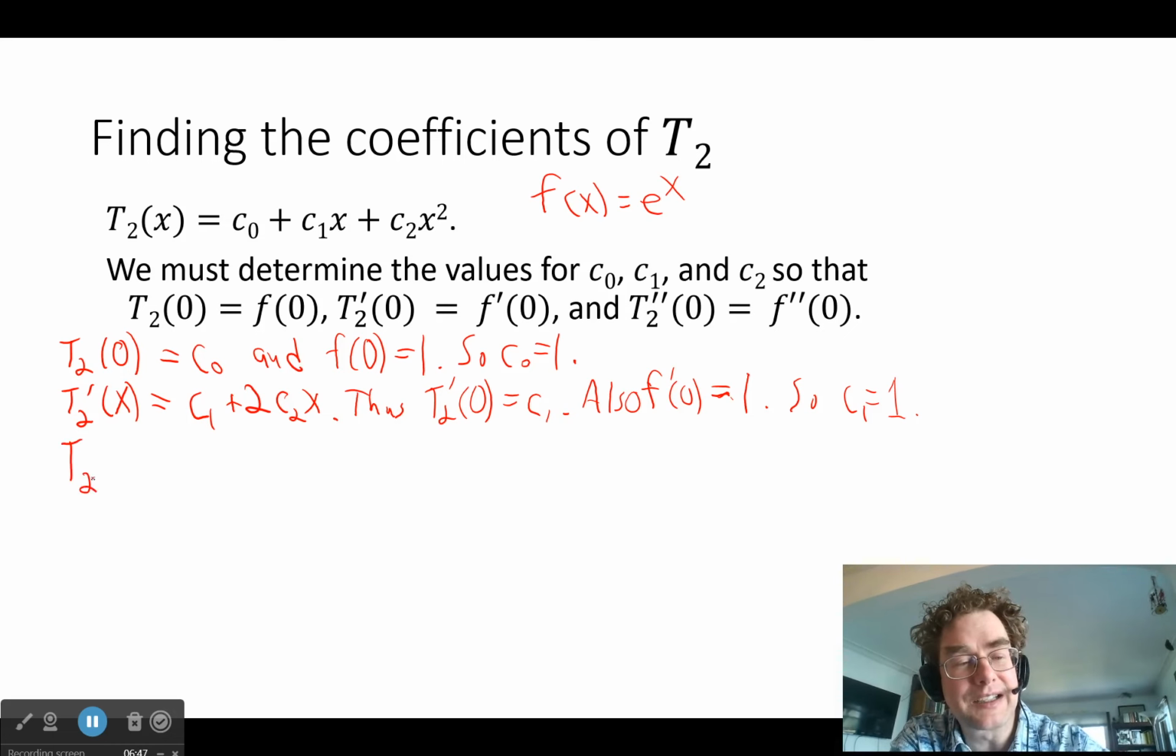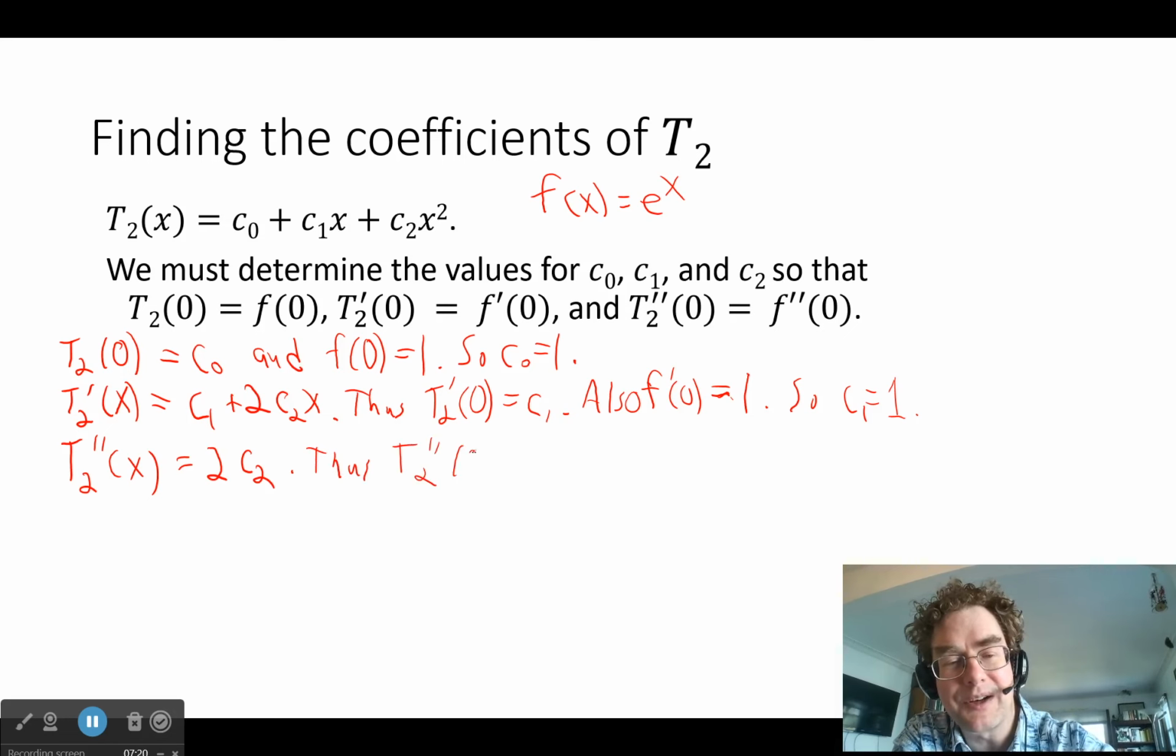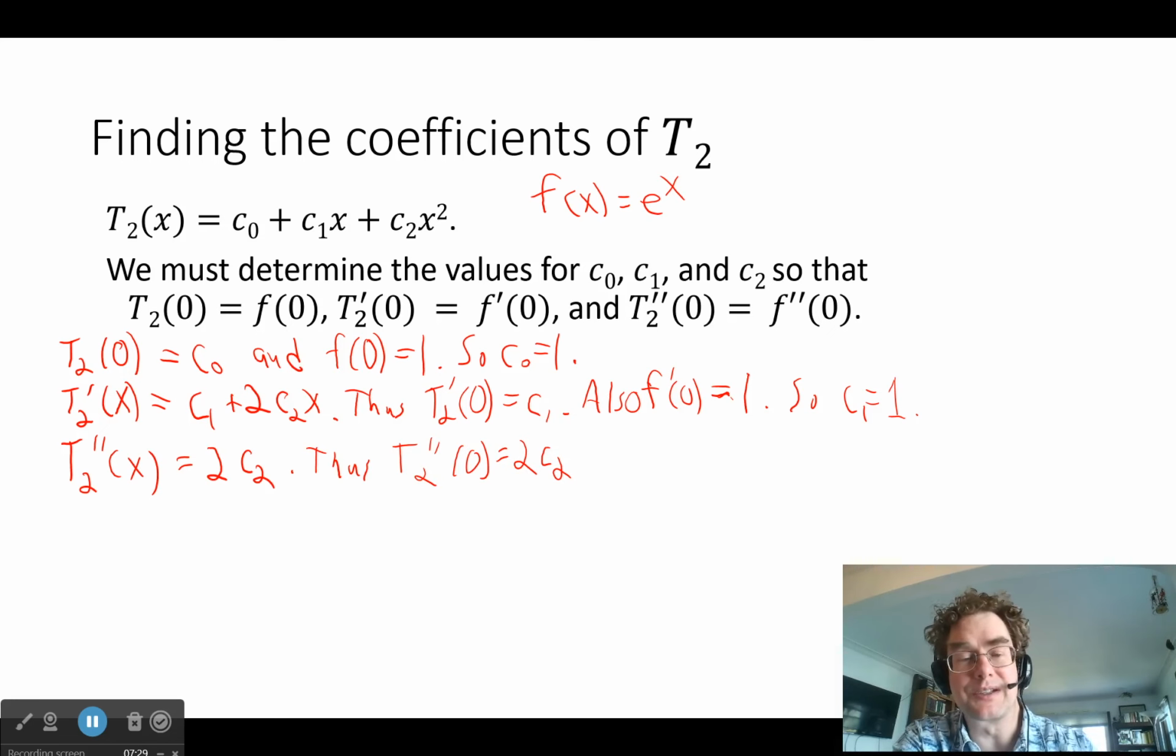We're going to differentiate again to get those second derivatives to match. So for the second derivative of T2, we take the first derivative and differentiate it again. Now the c1 is going to go away, and the x is going to go away, and we just have 2c2 for our second derivative of the degree 2 Taylor polynomial general form. There's not a lot that happens when you put 0 in here. We'll do it anyway, because of course it's a constant function. Anything you plug into it, you're just going to get that same constant back. So T2 double prime of 0 is 2c2.